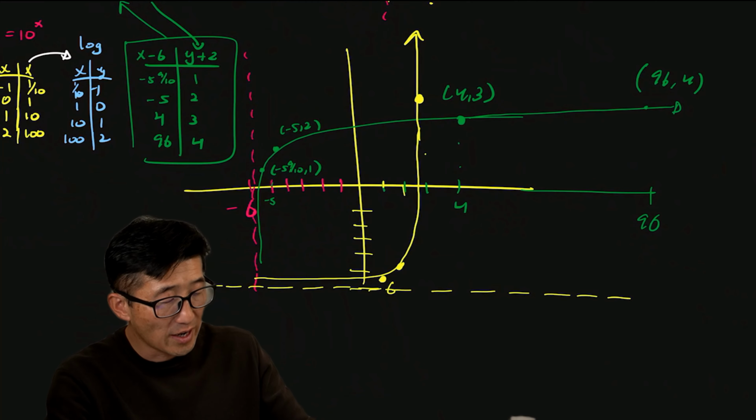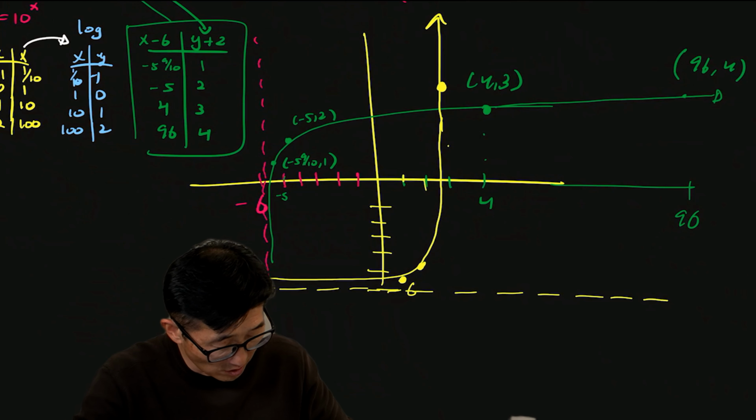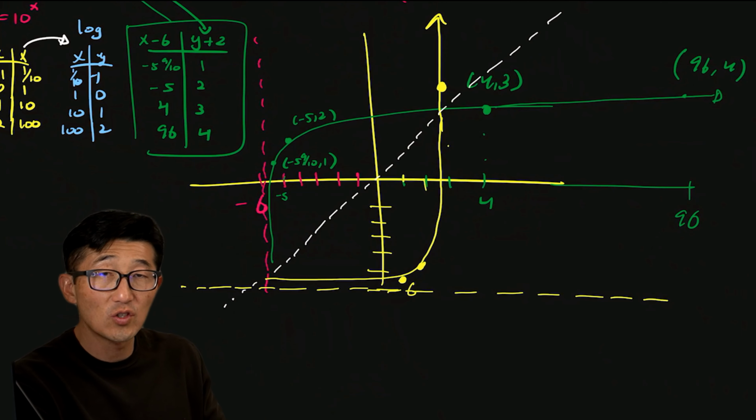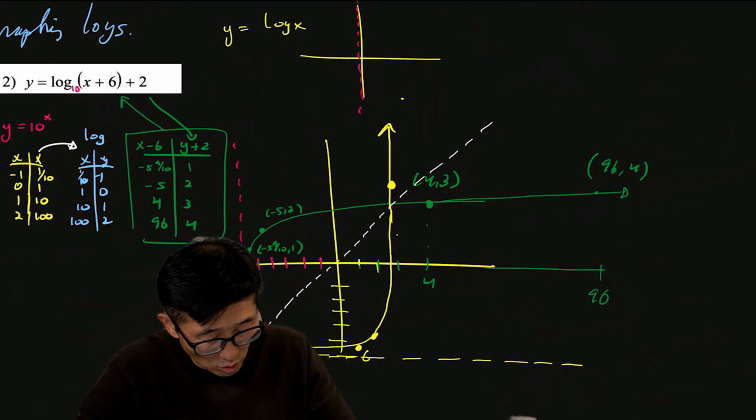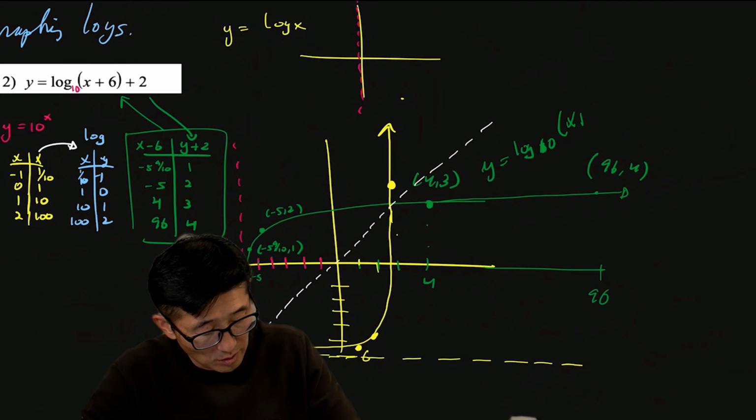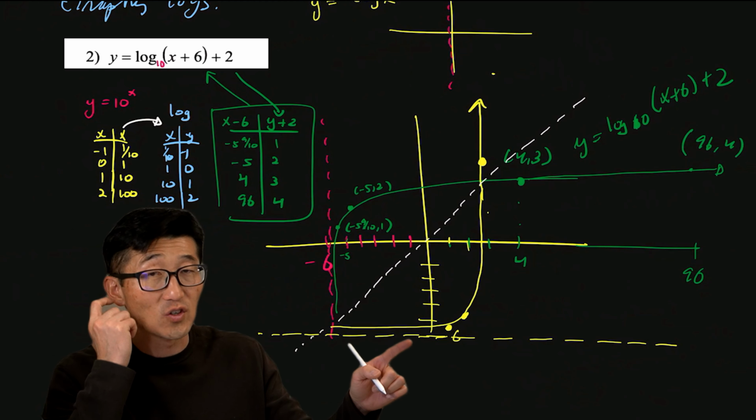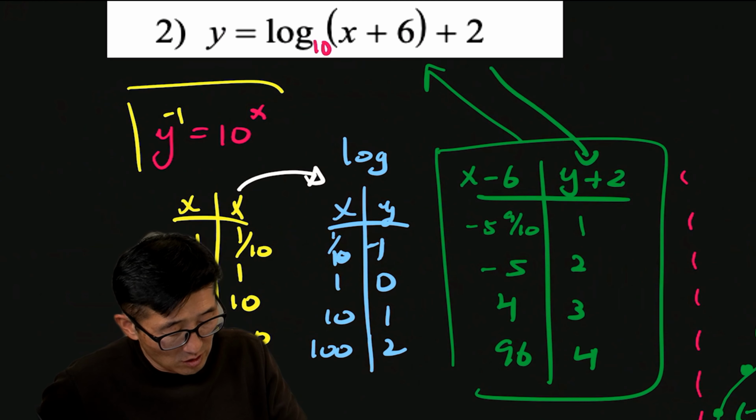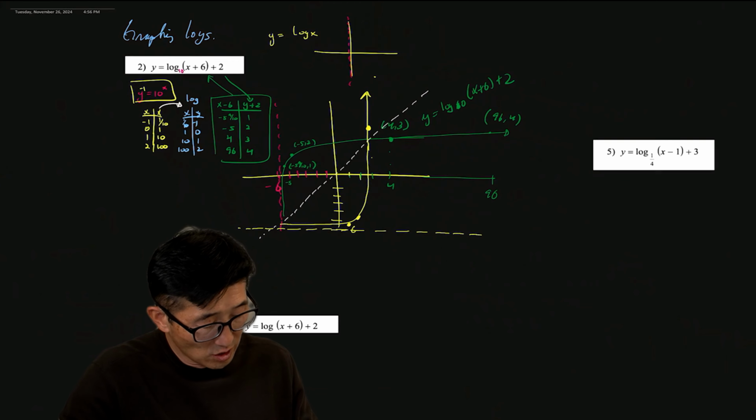Okay, now if you do it right, it's always going to reflect off the y equals x asymptote, which is right here. All inverse graphs reflect off of each other. So this green one is your y equals log base 10 of x plus 6, plus 2. The yellow one is your inverse graph, which is your exponential graph. And this is your inverse of log. That's basically it.